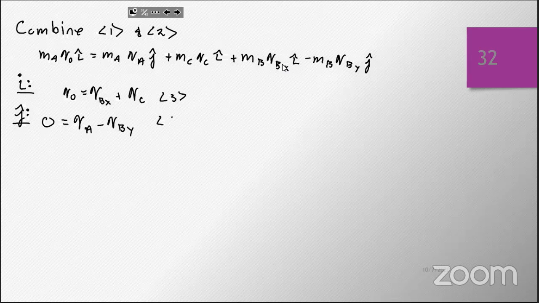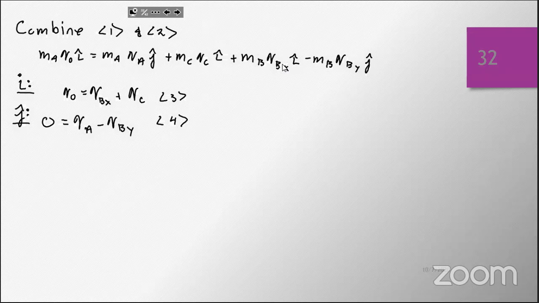Now this is all well and good, right? But I don't know VB and I don't know VC. So I need another equation. Well, I don't know VBX or VBY, so I actually need two more equations because I've got four unknowns here. I don't know VA, I don't know VC, and I don't know the components of VB. So I need two more equations. Where are those going to come from?